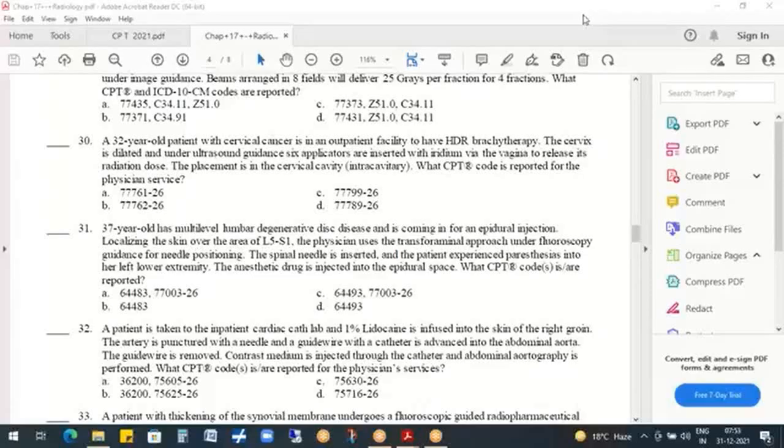Clear everyone? What is the answer? 77762. See, is there any remote in the question? No, sir. If there is no remote in the question, then it is intracavity. Then you need to look for the number. Where is the number here? Number of seed elements. 6 is there. 6 applicators are there. 6 comes under intermediate. Yes or no? 77762. Everyone, B is the answer. Understood everyone how to use these codes?